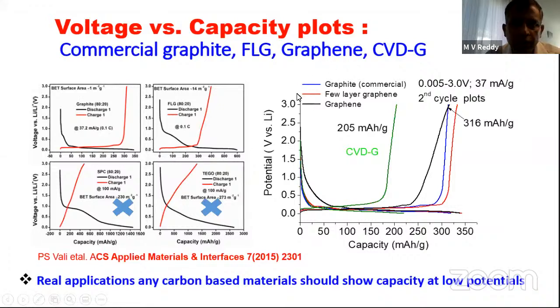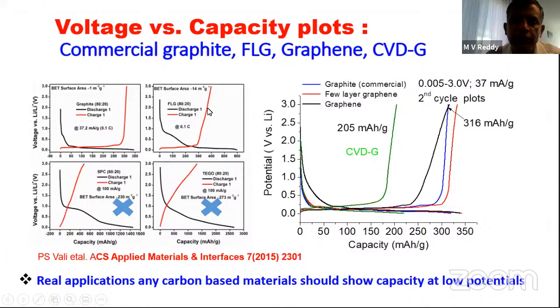I think people have claimed this one, although we claim some 1000 milliamps, in reality for the application this material may not be really useful. So we have to look for materials, so we get a lower capacity. What 1000 milliamps at lower potential is very important. That's why, although people have claimed graphene can be used for all, it may not.